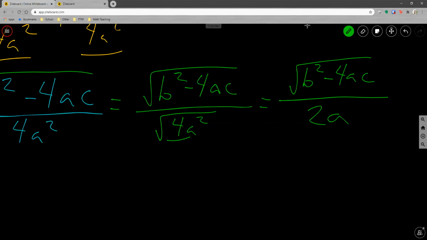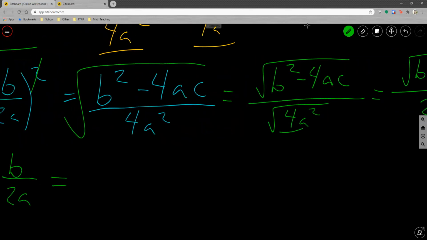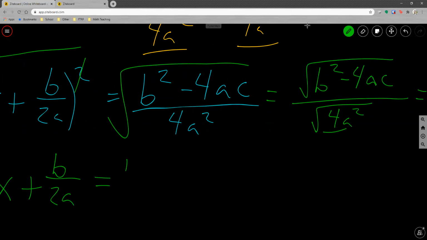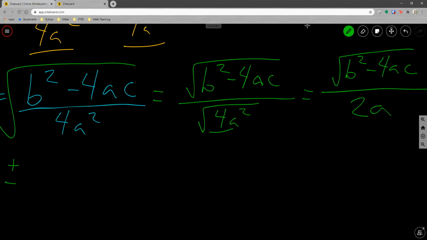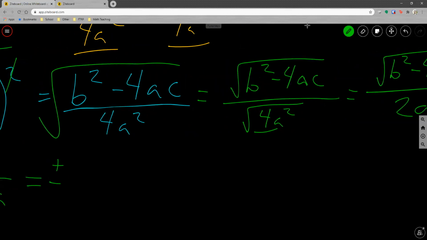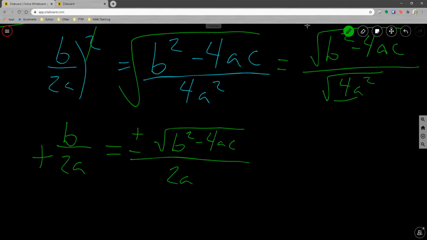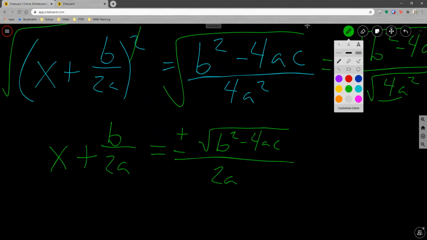Remember, though, I'm solving for a value x. So when I did this square root, I'm actually going to have a plus or minus sign with this answer. So my plus or minus sign becomes plus or minus square root of b squared minus 4ac all over 2 times a. We're almost there. Last step.